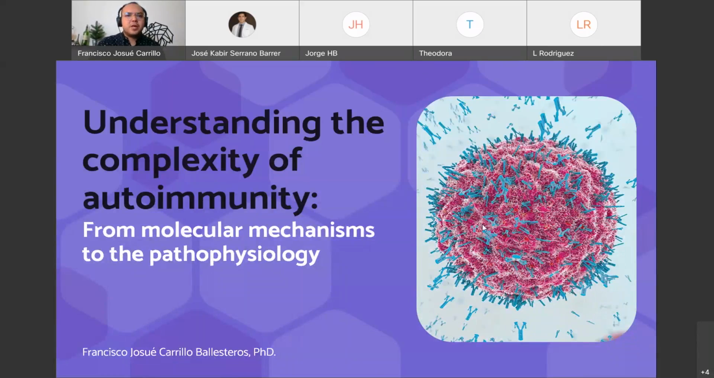So we're gonna start talking about this amazing field of knowledge, which is immunology, and especially talking about the complexity of autoimmunity. It's just gonna be a brief review of some molecular mechanisms which are described to understand a little bit of the pathophysiology in some of these autoimmune diseases.